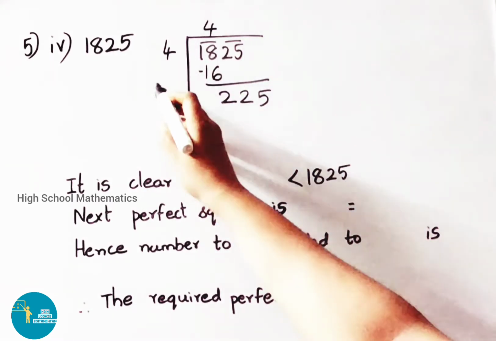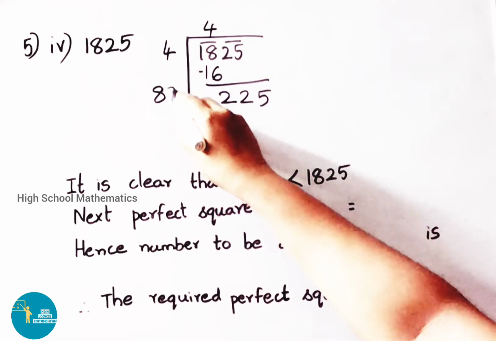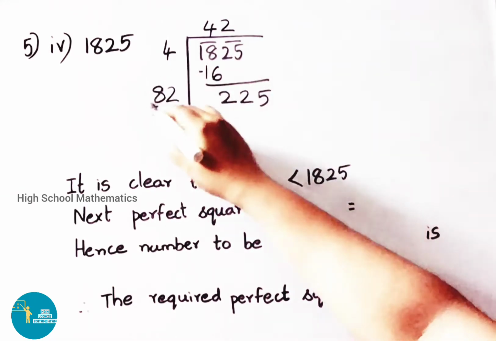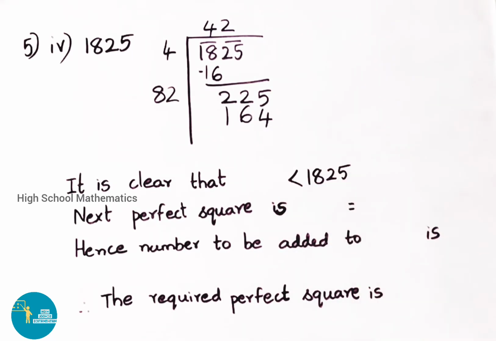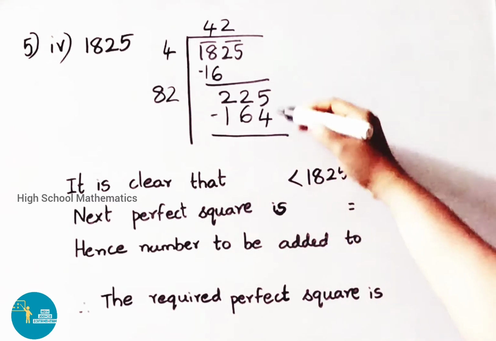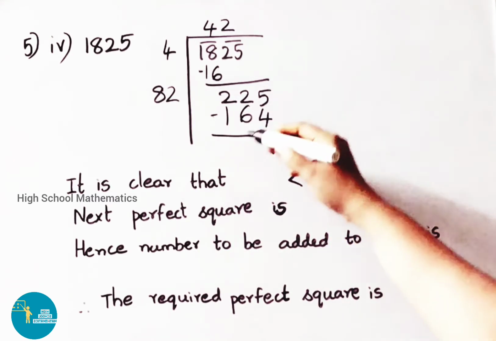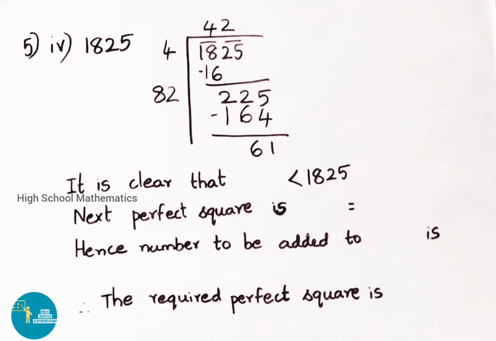4 double value is 8. Now let us multiply this by 2. 82 2s are 164. Now let us do subtraction. 5 minus 4, 1. 22 minus 16, 6. So we got here remainder 61.